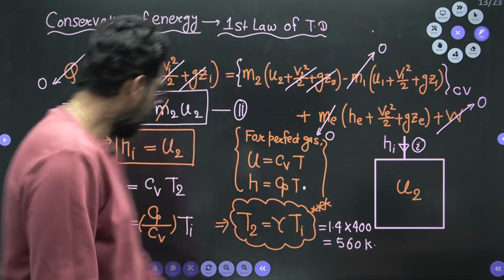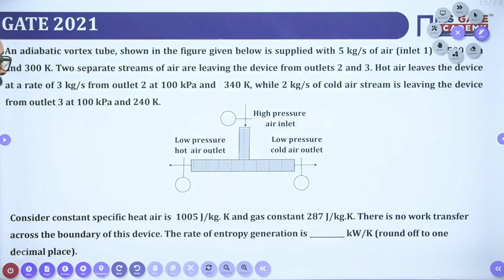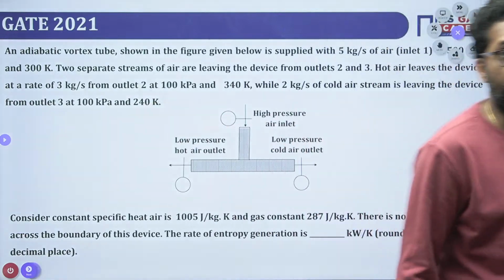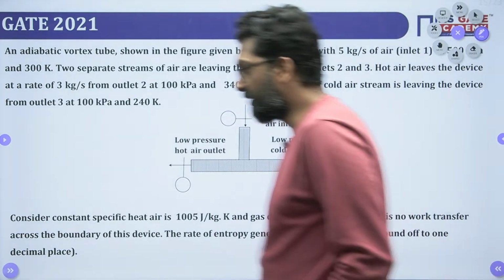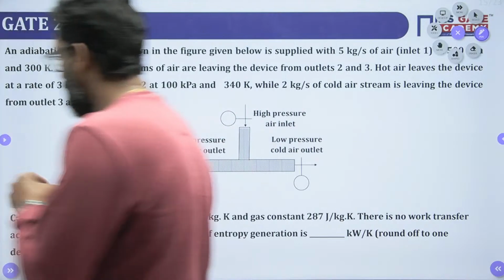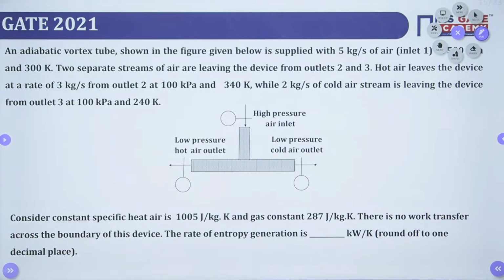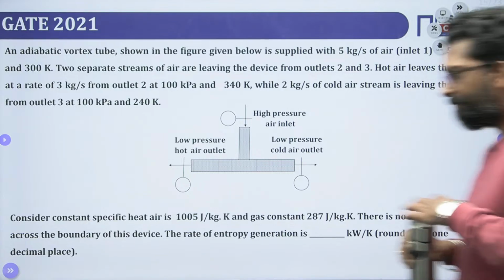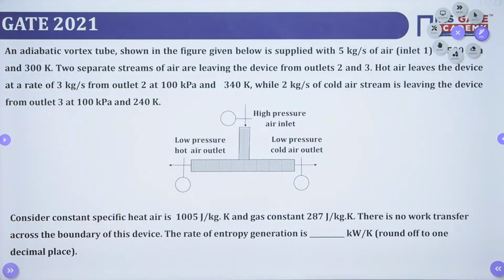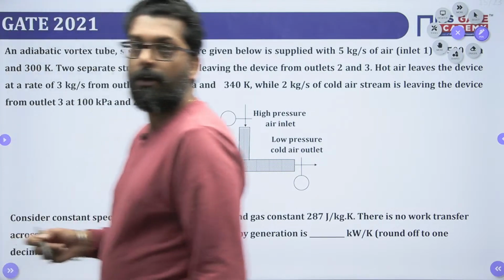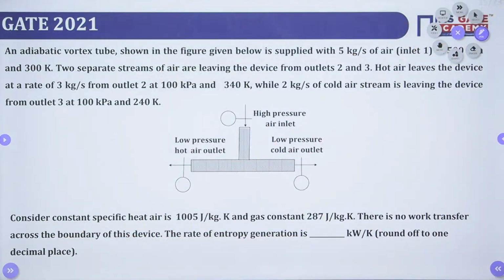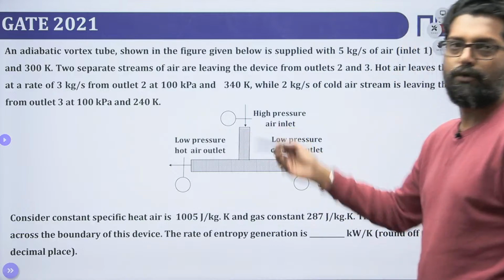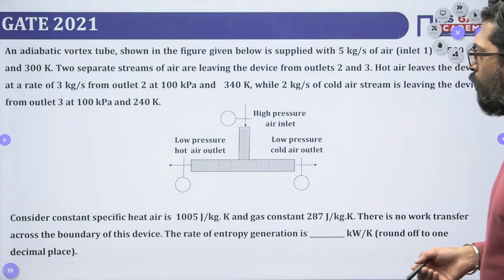Clear? Now we have to take the next problem. This is a really very good problem. Please read this question, beta, and please tell me which chapter this question is related to. First decide. So what is that? An adiabatic vortex tube, that means there is no heat transfer there. As shown in the figure, this is the T shape.